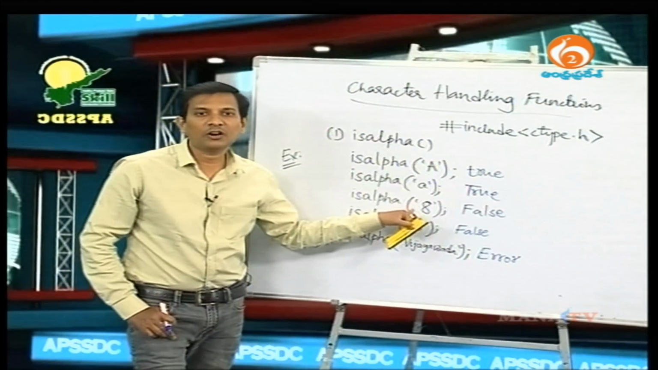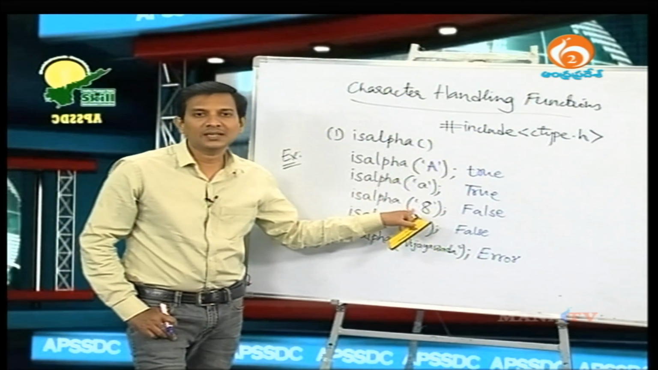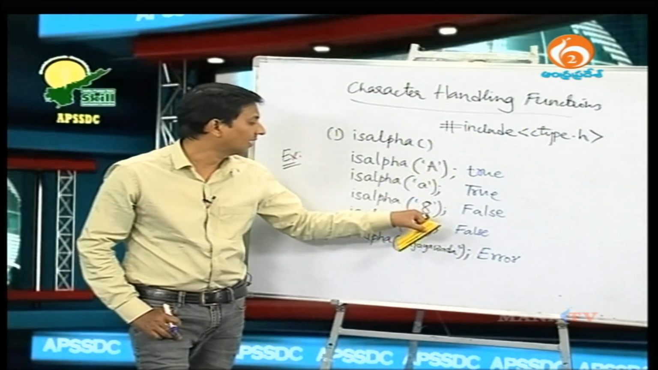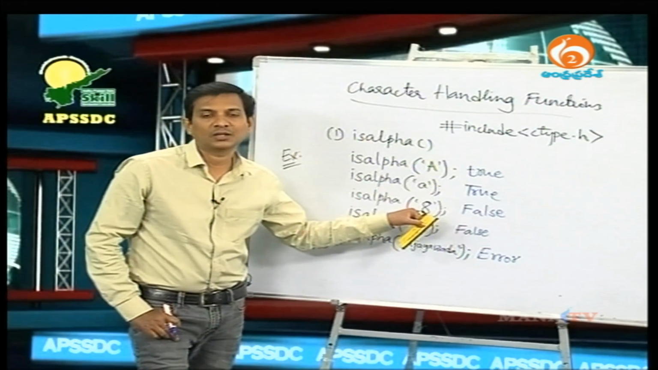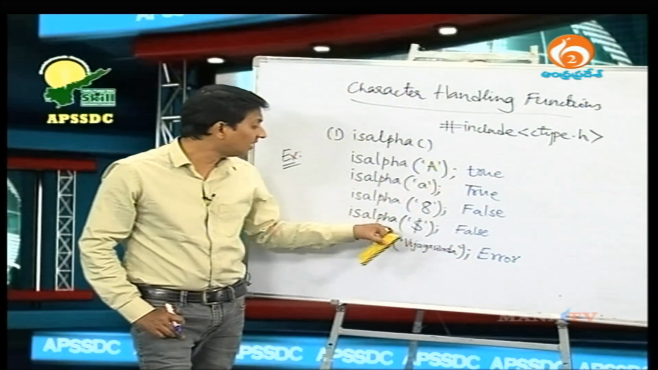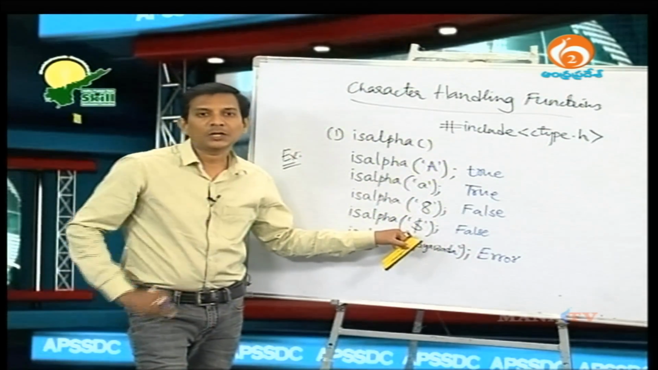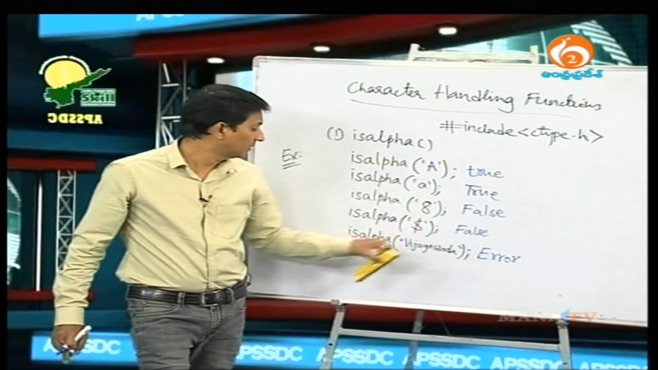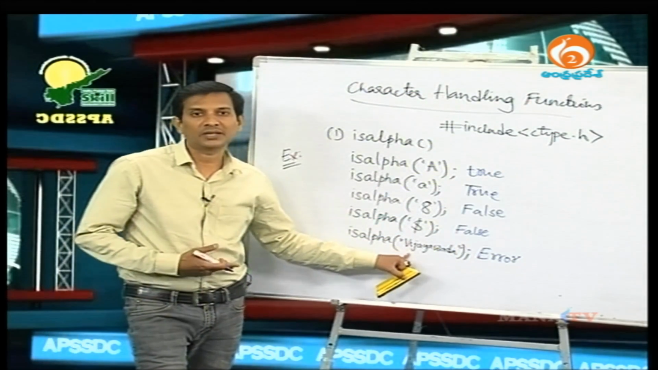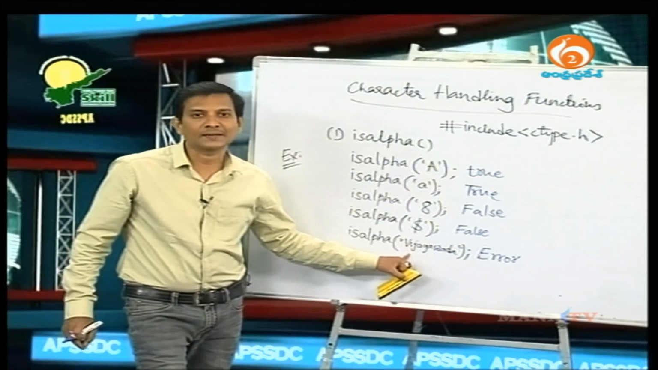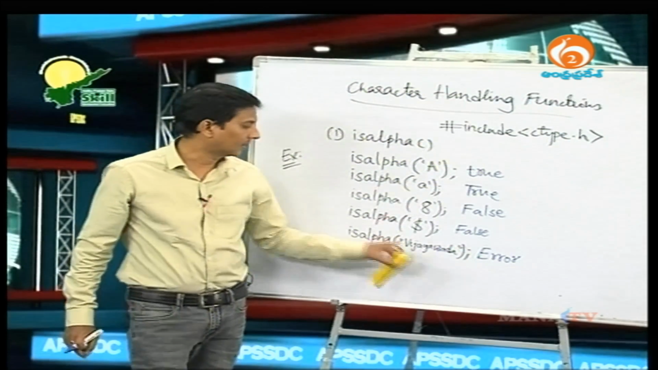isalpha of 8 returns false, because it is not an alphabet character. isalpha of the special symbol dollar also returns false. isalpha of a string is not a character, so it leads to an error.